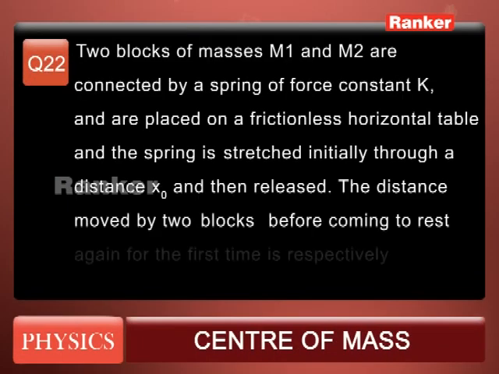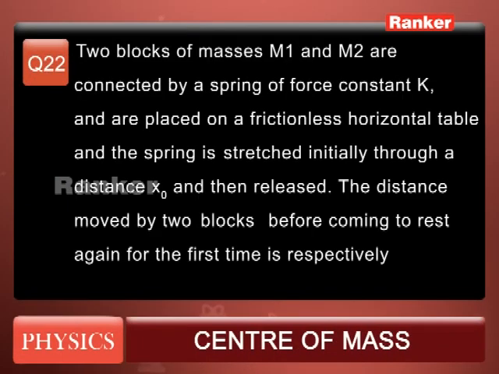Question number 22. Two blocks of masses m1 and m2 are connected by a spring of force constant K and are placed on a frictionless horizontal table, and the spring is stretched initially through a distance x0 and then released. The distance moved by the two blocks before coming to rest again for the first time is respectively.